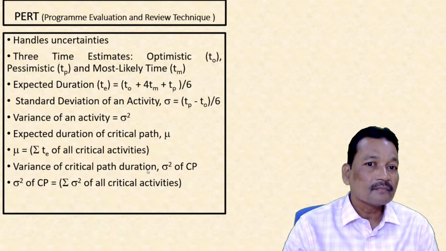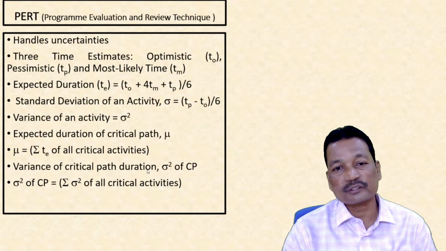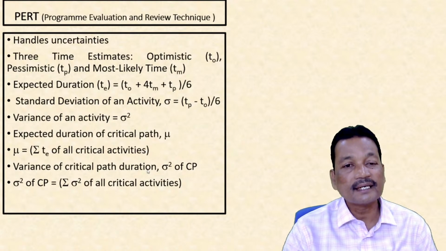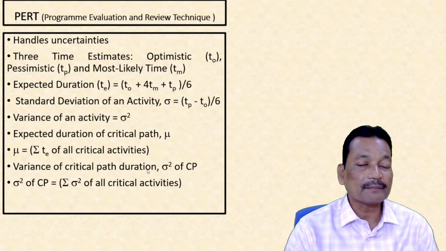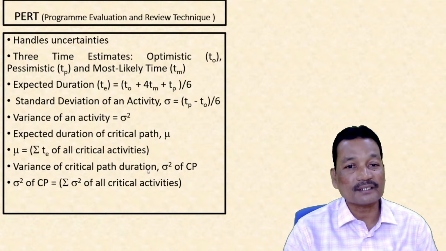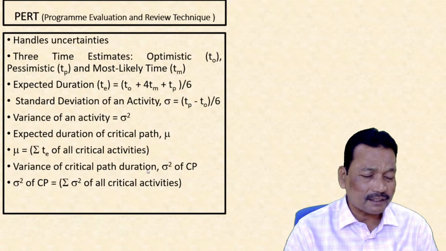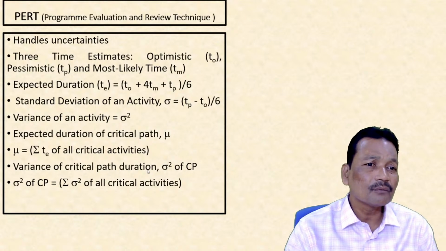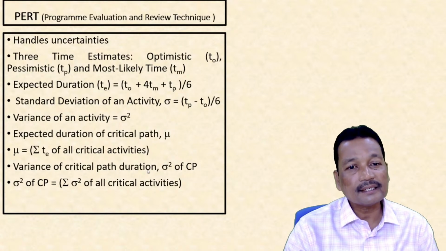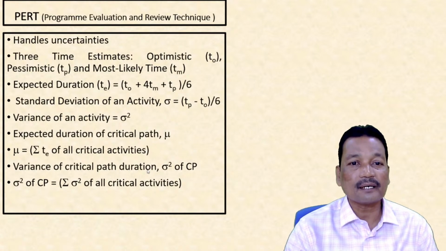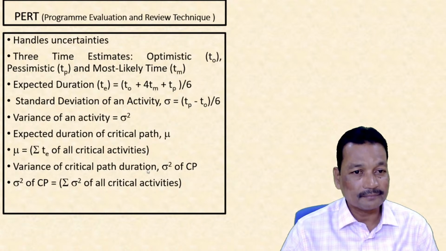optimistic time, pessimistic, and most likely. Optimistic is when everything will go for us. That means we can complete the activity faster than the expected duration. Pessimistic, everything will go against us. Most likely, in general events, how you can complete the activity.